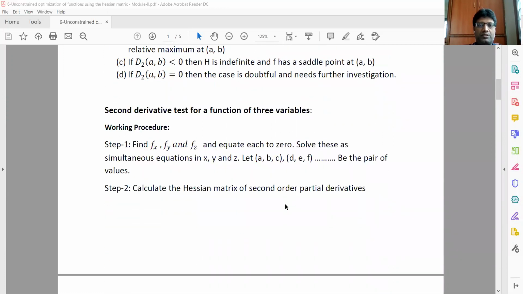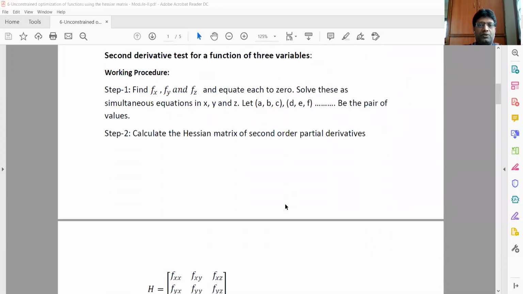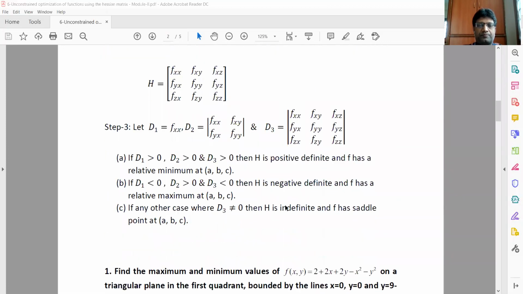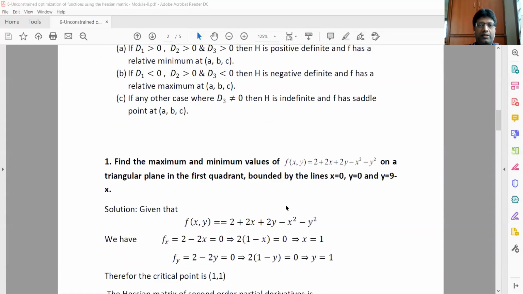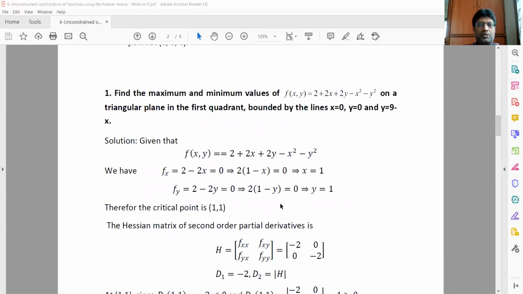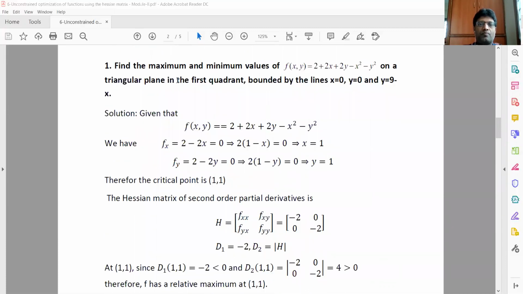The same procedure applies for functions of three variables, which I described already in the previous video. Now let us move to the problem. Find the maximum and the minimum values of this function on a triangular plane in the first quadrant bounded by the lines x equals 0, y equals 0 and y equals 9 minus x. So he is asking for the maximum and the minimum values.